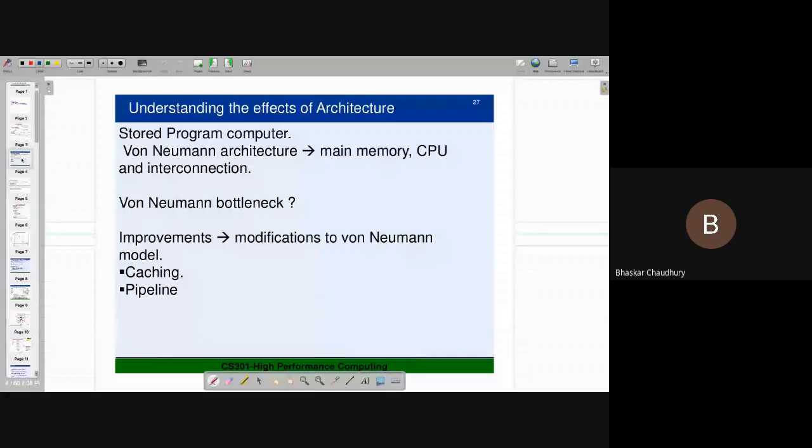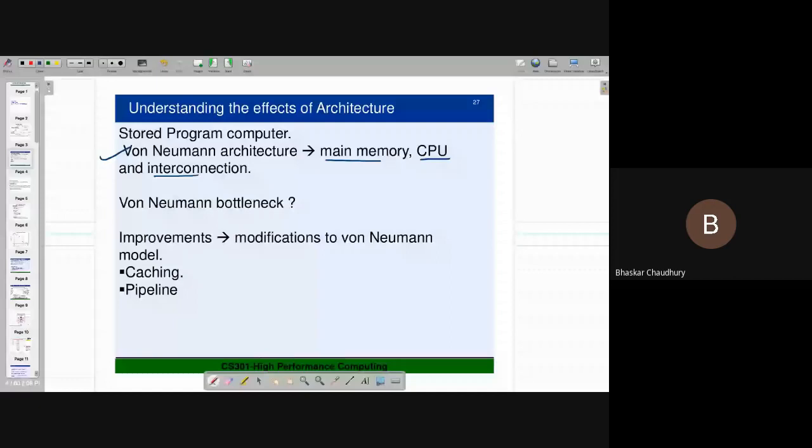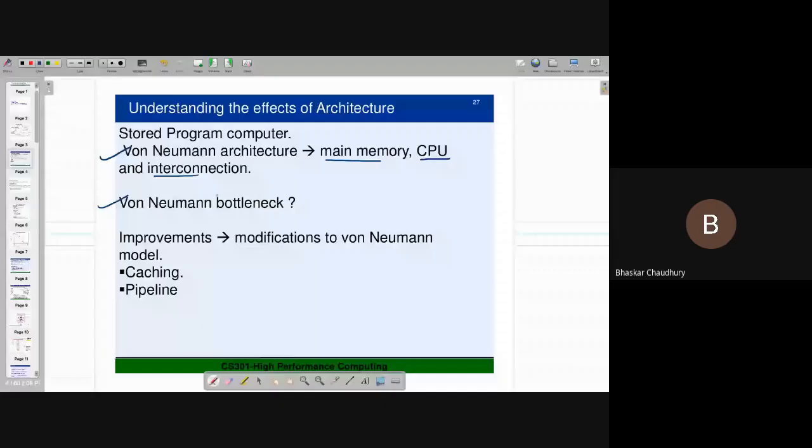Okay. Now, these two points we have already discussed: typically, von Neumann architecture has three components: memory, the CPU, which has both the ALU and the control unit, and then the interconnection, the data path. And then there is the von Neumann bottleneck, which is primarily because of this memory limitation. And two important modifications have been made over the years: one is caching, and the second is pipelining.